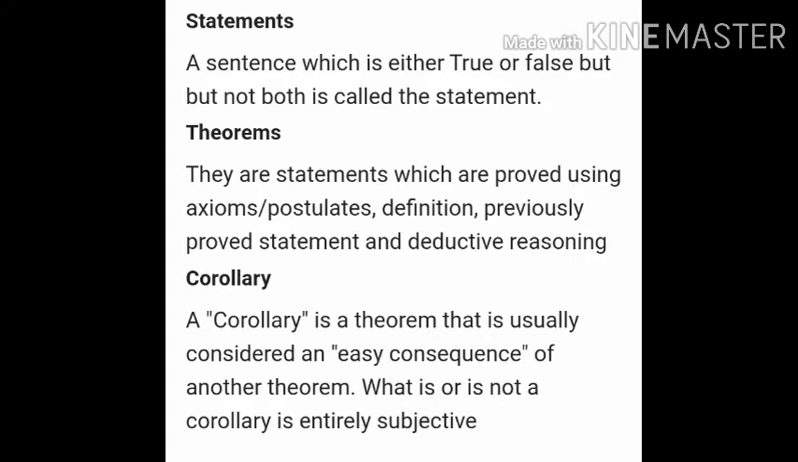Statements. A sentence which is either true or false but not both is called a statement. Theorems. They are statements which are proved using axioms, postulates, definitions, previously proved statements and deductive reasoning. Corollary. A corollary is a theorem that is usually considered an easy consequence of another theorem. What is or is not a corollary is entirely subjective.